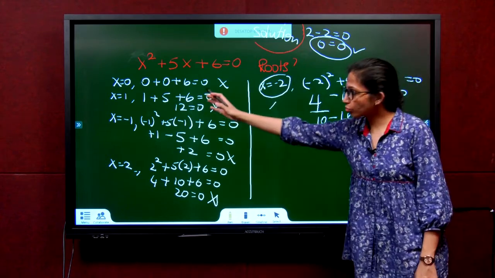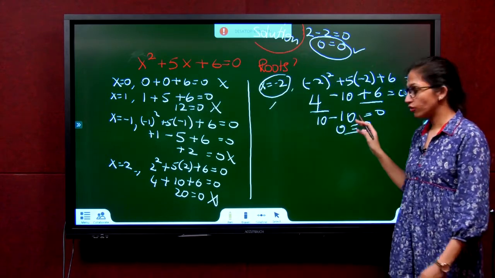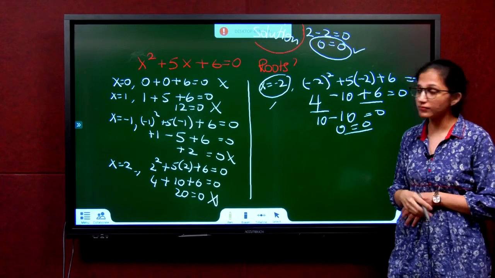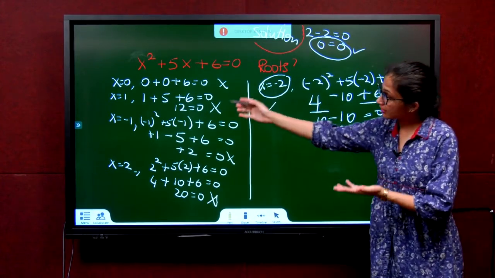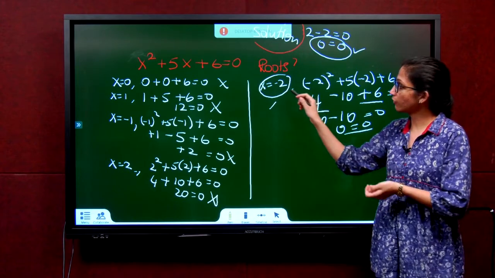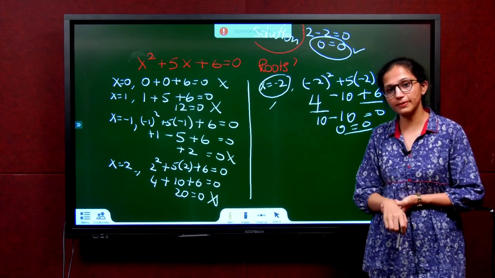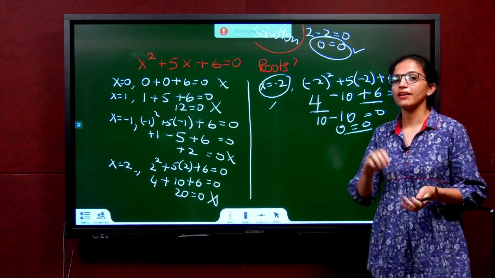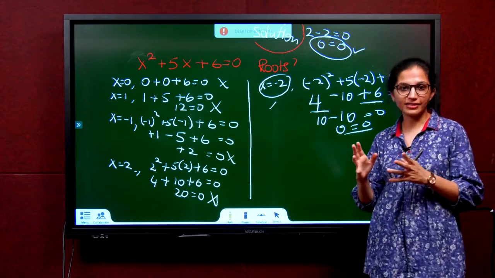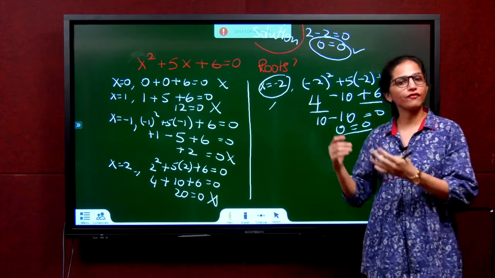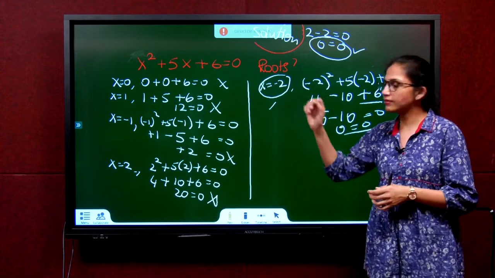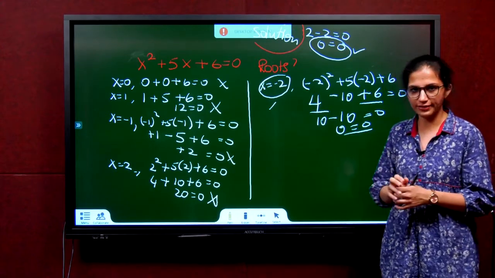So you have to do so many steps to reach the answer here. Isn't there a shorter technique for me to find that x equals minus 2 is a possibility? Which is why we use factorization. I will show you and tell you how you factorize it and how to get the roots from factorization.